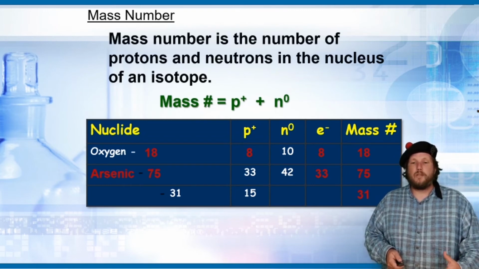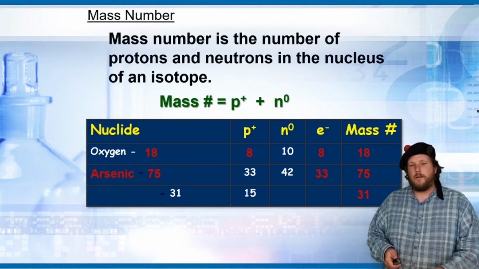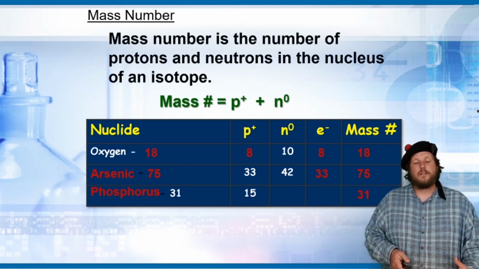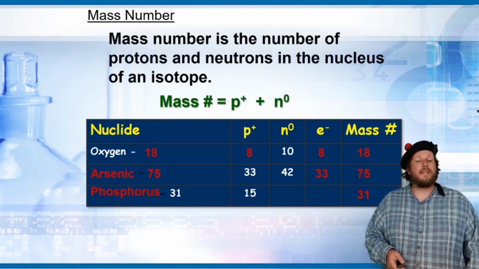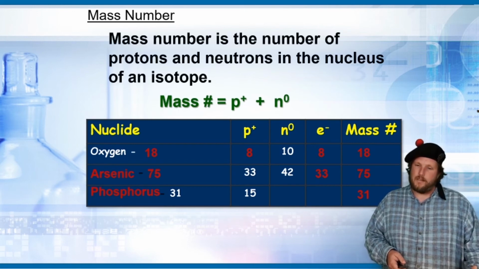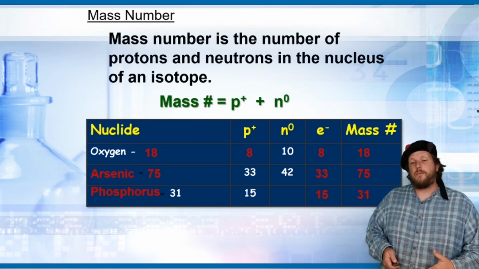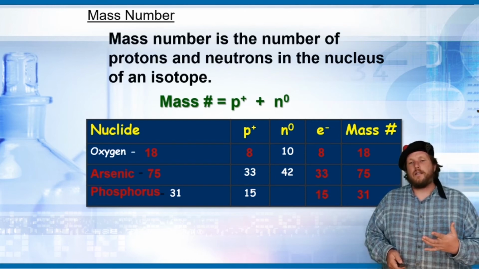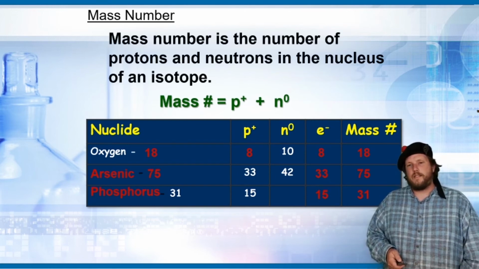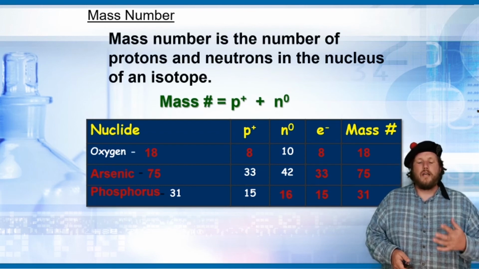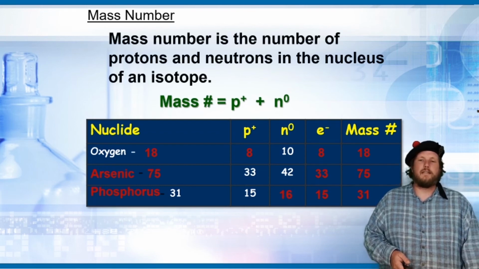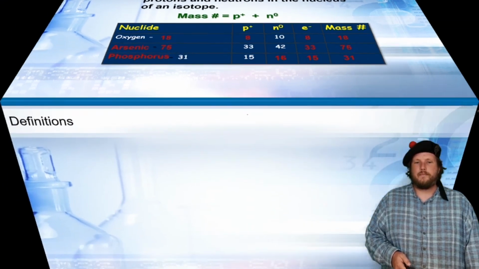We have protons at 15. We have a mass number of 31, so that's phosphorus 31 because it has an atomic number, same as the number of protons, of 15. You can then subtract 15 from 31 to calculate the number of neutrons. It has to have 15 electrons to balance that charge. So 31 minus 15 is 16 neutrons.